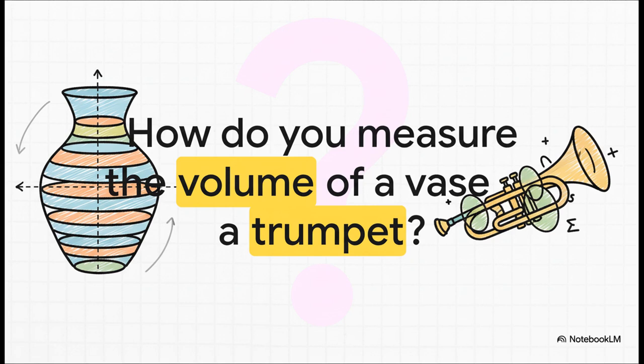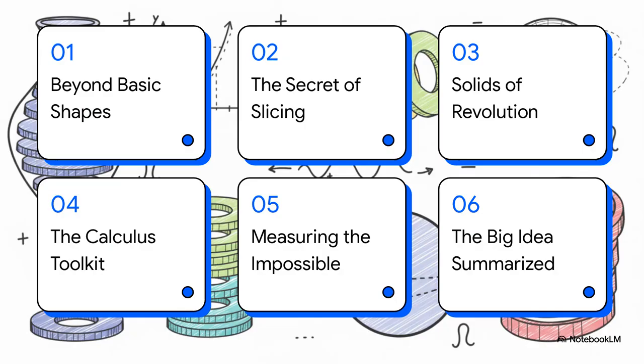The real world isn't made of perfect blocks. It's full of curves, strange shapes, and irregular forms. So how in the world do you find the volume of those things? So here's how we're going to tackle that. We'll start by seeing why basic shapes just don't cut it. Then, we'll uncover this awesome trick I like to call the secret of slicing. After that, we'll build some 3D shapes, check out the calculus tools we need to measure them, and finally we'll use all of that to solve a famous, impossible problem.